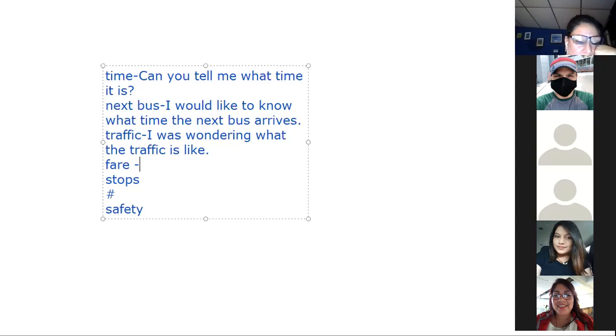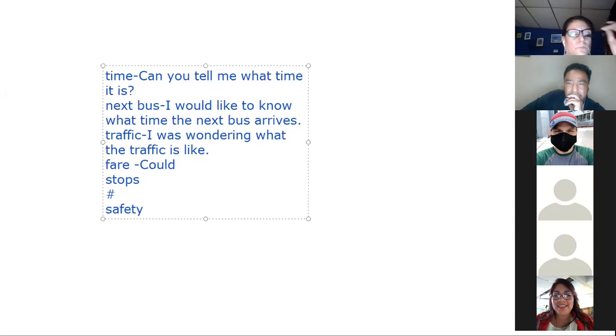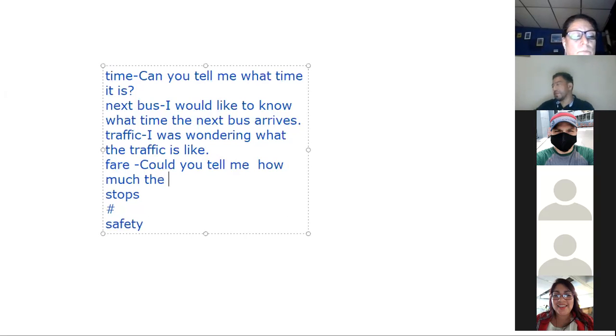All right, now, fair, please. Question here. Just a little clue. Here we're gonna use the words how much. Would you tell me how much they cost? Could you tell me how much the fare of the bus is? The fare cost. The fare of the bus. Could you tell me how much the fare, the bus fare is? Yeah, good, the verb being here. Good, see you can do it. Great.